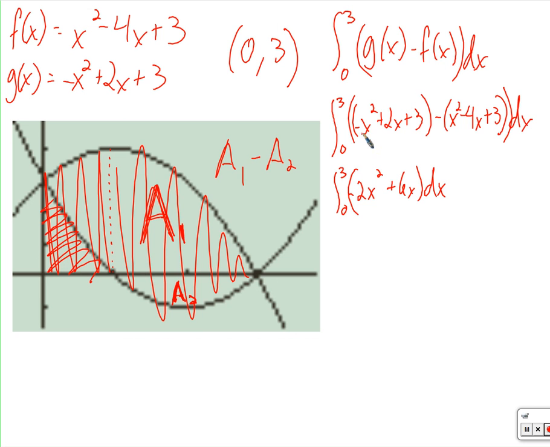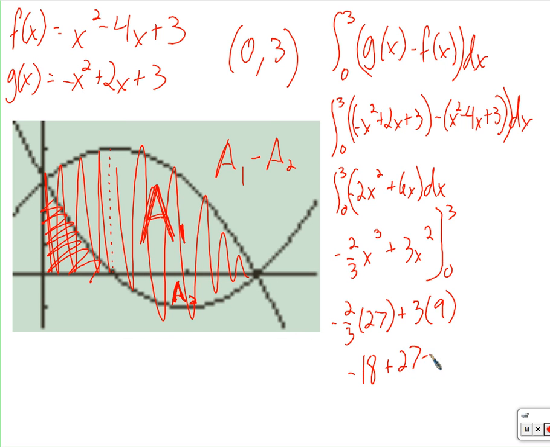You can find this definite integral, subtract this definite integral, but that is kind of a pain. So, let's see, the antiderivative of negative 2x squared plus 6x is negative 2 thirds x cubed plus 3x squared, from 0 to 3. And with 0 on the lower limit it's negative 0, so we're plugging in negative 2 thirds times 27 plus 3 times 9, negative 18 plus 27, we get 9. Anybody else get 9? You got 9, good.